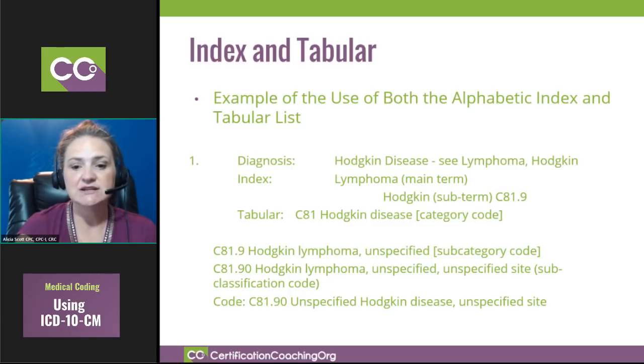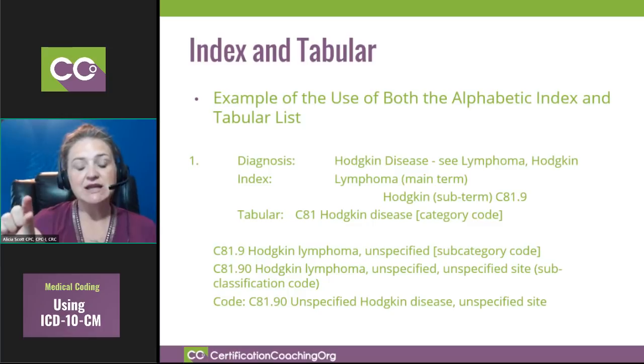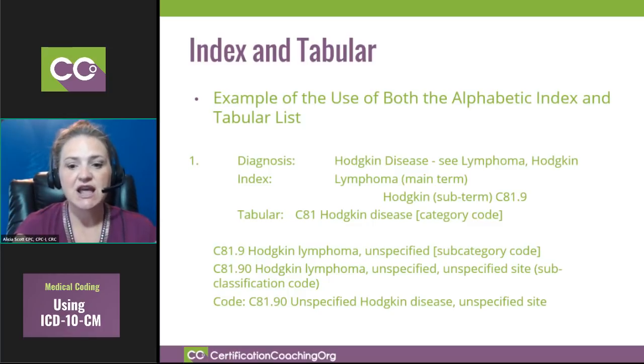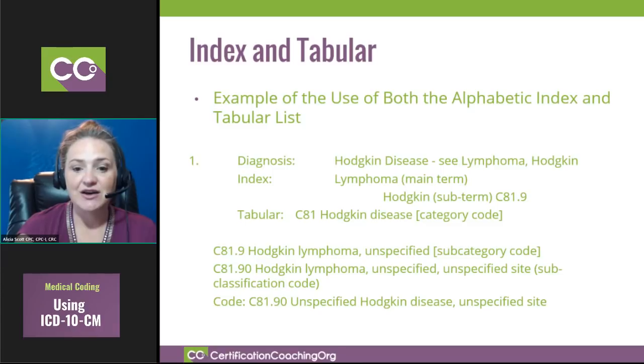That's what your patient has, but they're going to say, hey, by the way, this is a lymphoma, so we want you to go look up lymphoma and then Hodgkin's, because there's more than one type of lymphoma. So you go in the index, the main term is going to be lymphoma, and then the subterm, it'll be indented, and it'll say Hodgkin's, and then it tells you the code for that is C81.9. Just so you know, there's more than one type of lymphoma, Hodgkin's lymphoma. And this C81.9 is a starting point.